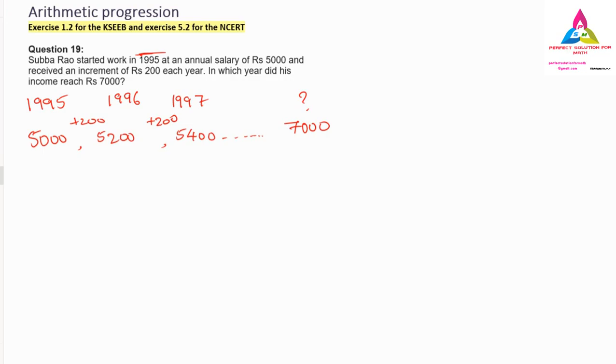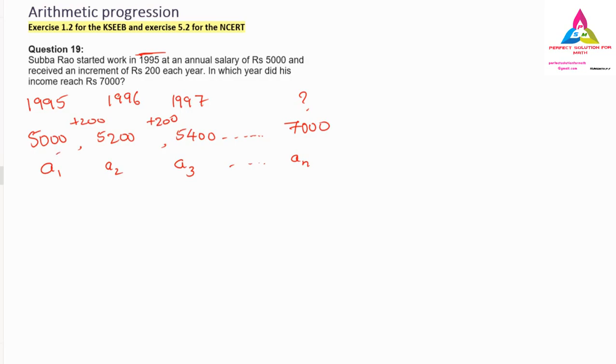So 5,000 will become A1, 5,200 is A2, 5,400 is A3, and we don't know which term is 7,000, so we take that as An. Now we have it easily. We can find the n value directly, because we have to find in which year it will increase to 7,000. So what is the gap between 5,000 and 7,000? How many years will it come? That we have to count.